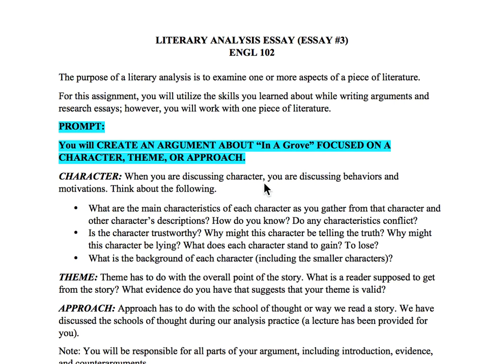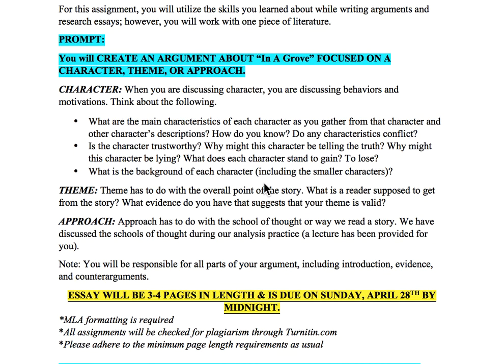So you're going to choose either a character to analyze, a theme to analyze, or a particular literary approach to analyze in relation to the short story. This is still an argument. It's just a little bit different than the last two essays that you've done. You're creating an original idea, argument, stance about something significant in the short story.